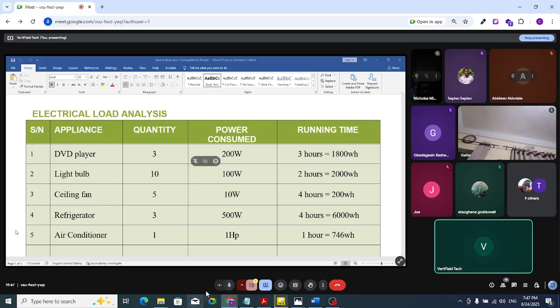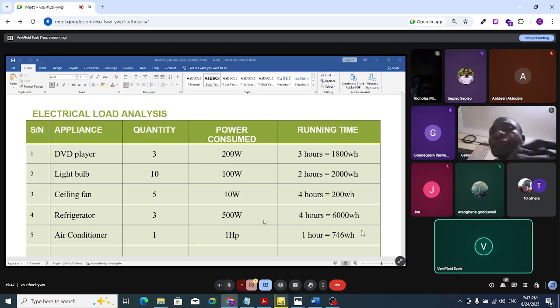For the DVD player, 3 multiplied by 200 multiplied by 3 gives you 1800 watt hour. For the light bulb, 10 multiplied by 100 multiplied by 2 gives you 2000 watt hour. For the ceiling fan, 5 multiplied by 10 multiplied by 4 gives you 200 watt hour. For the refrigerator, 3 multiplied by 500 multiplied by 4 gives you 6000 watt hour. For the air conditioner, 1 multiplied by 1 horsepower gives you 746 watt hour.